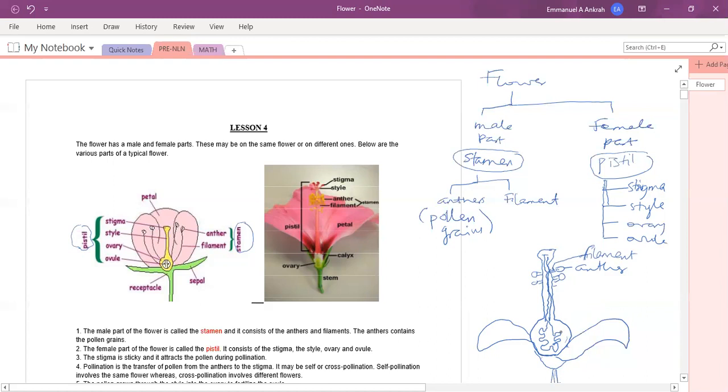And then these will be the ovules. The ovules are like the eggs, in the ovary. The ovary is this over here. Then this part is the stigma. The stigma is the sticky part of the flower, the female part. Very sticky. And the style is this here.